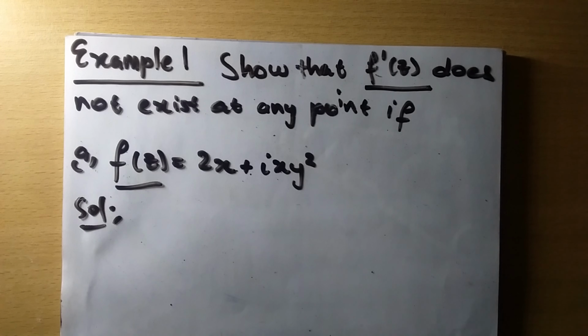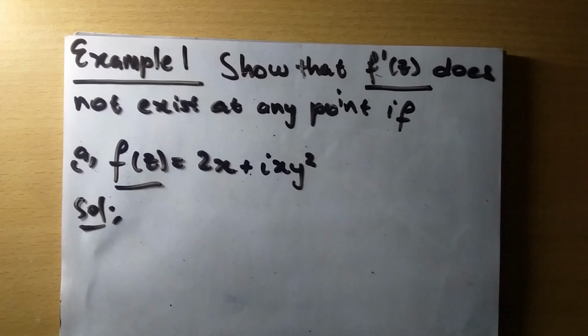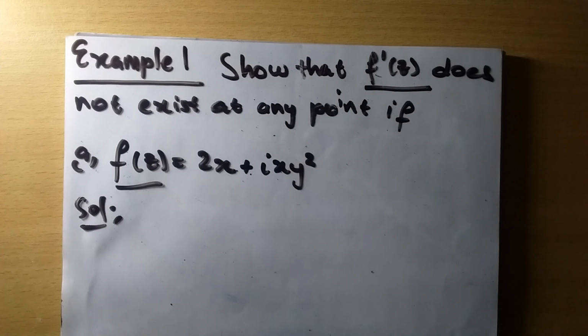Let me just say that for the derivative to not exist, the Cauchy-Riemann equations should not be satisfied. These equations that we have here should not be satisfied. But if one of them is not satisfied, then the other one, we don't even look at it, because both of them have to be satisfied, not one but both.